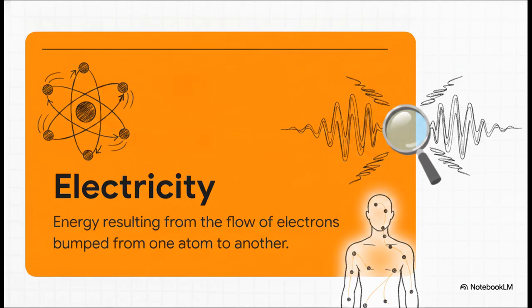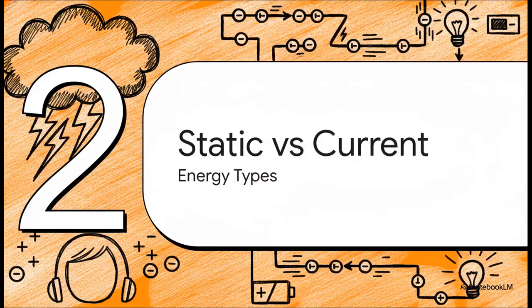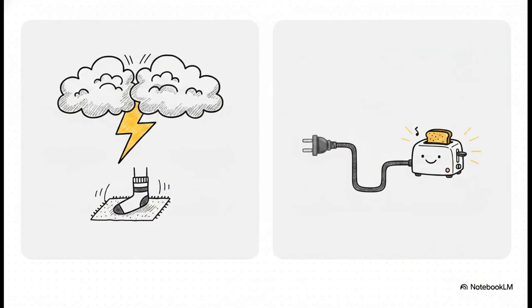They're in everything. When those electrons play a microscopic game of bumper cars, jumping from atom to atom, that movement, that flow, is electricity. It's totally natural, and it's even happening inside our own bodies right now. Section 2. Static versus current energy. Once we've got those electrons moving, we really need to understand how that energy behaves out in the real world. We basically encounter two main types of electricity.